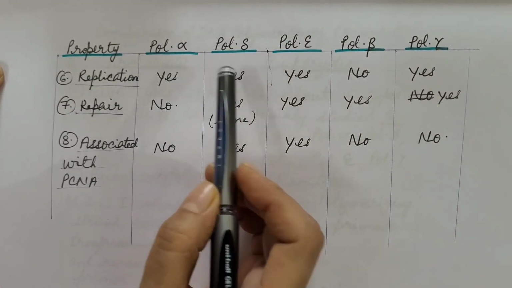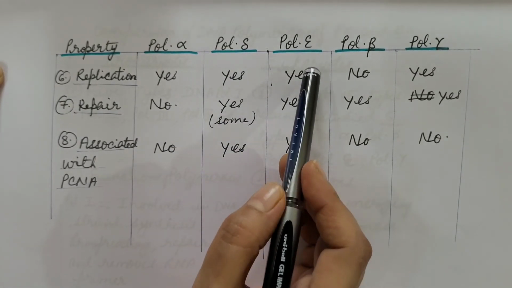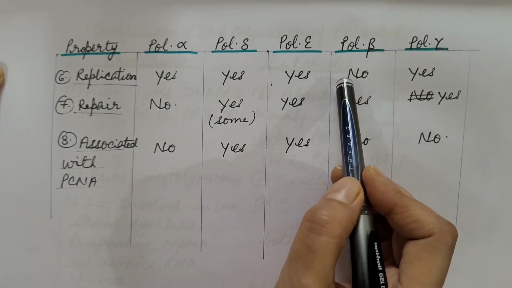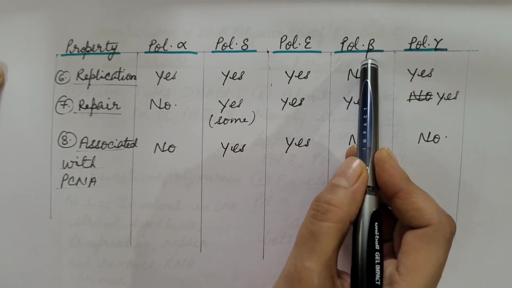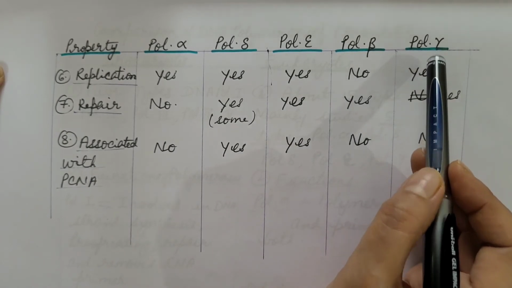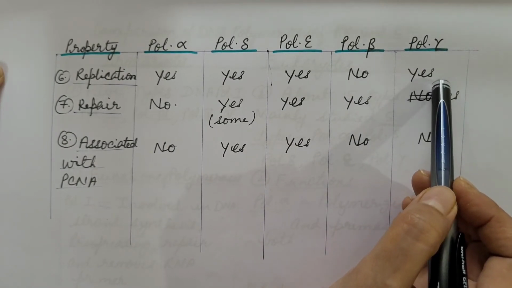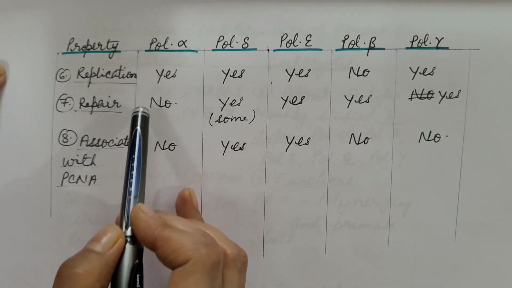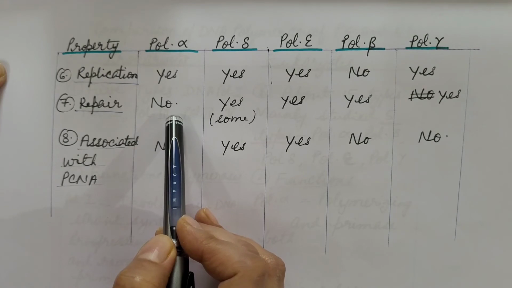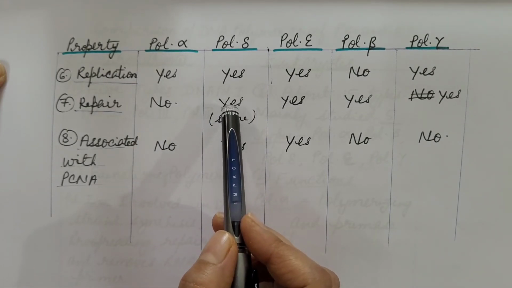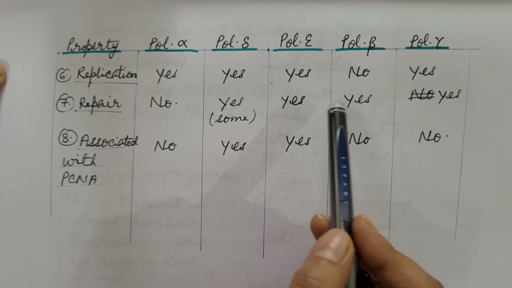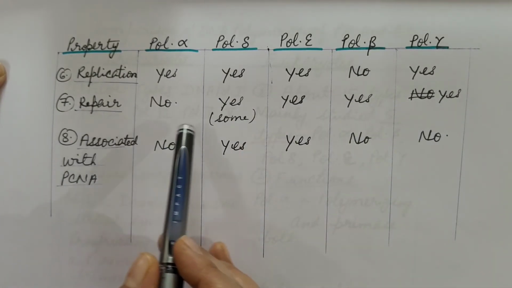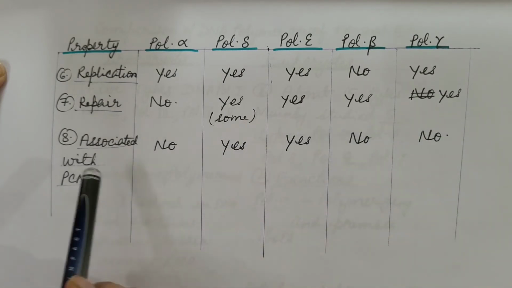Now replication process. DNA polymerase alpha, delta and epsilon are involved in replication of the DNA. DNA polymerase beta is not involved in replication, and DNA polymerase gamma is involved in the replication of mitochondrial DNA. The repair activity: DNA polymerase alpha is not involved in the repair mechanism, and the other enzymes, DNA polymerase delta, epsilon, beta and gamma, are involved in DNA repair.